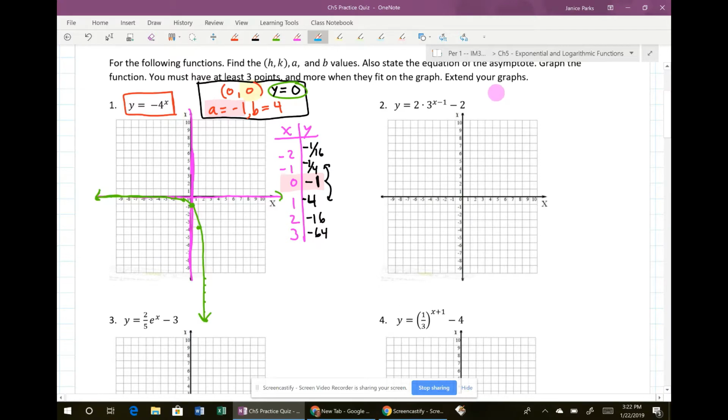you're going to have the HK, which is everything after the X. So it's going to be 1, -2. You always do the opposite of the H value. The A value is 2. The B value is 3. So this is A, this is B. Over here, this was A and that was B. And then the asymptote is y equals -2, which is, again, that number. So we go to 1, -2. And that's our new origin.